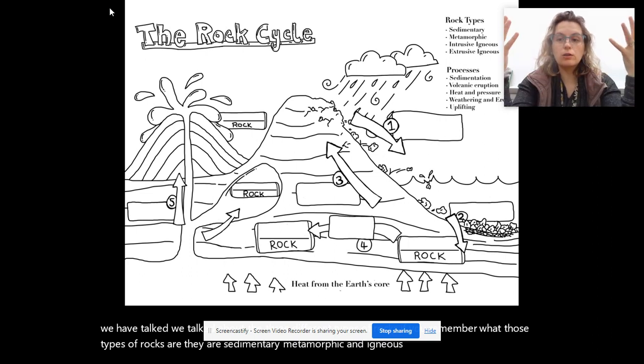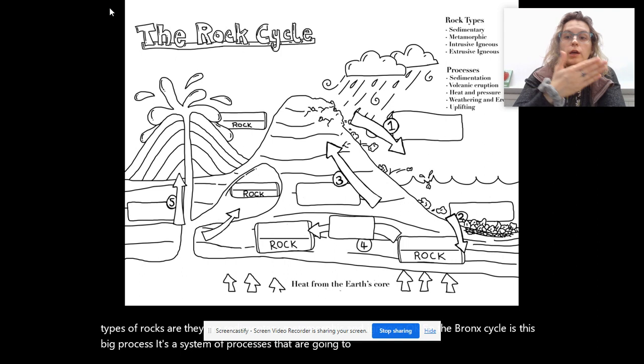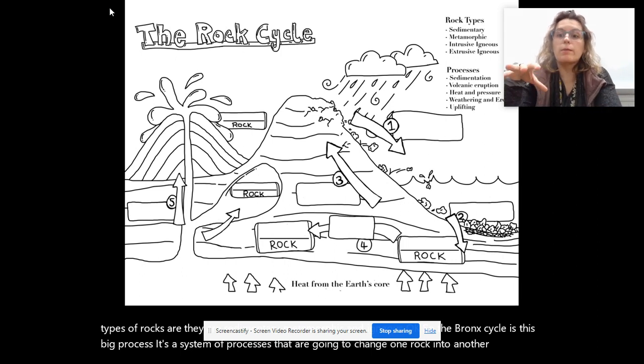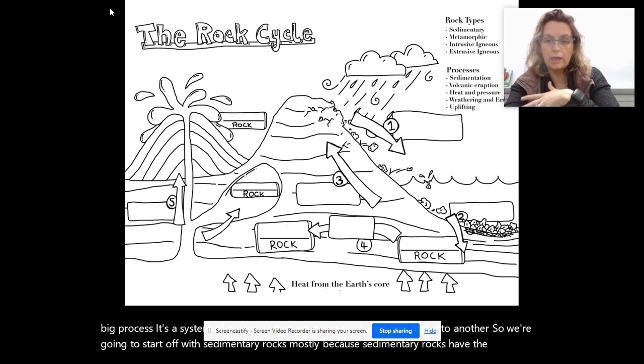Okay, so the rock cycle is this big process. It's a system of processes that are going to change one rock into another. So we're going to start off with sedimentary rocks, mostly because sedimentary rocks have the most steps to create those.